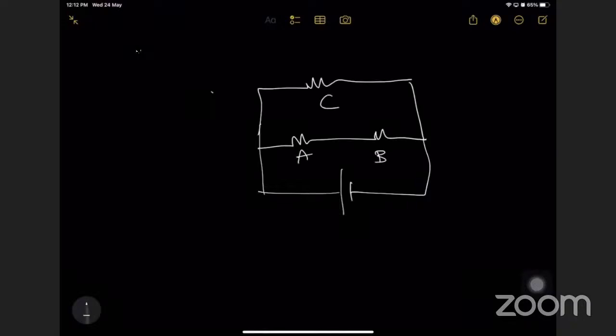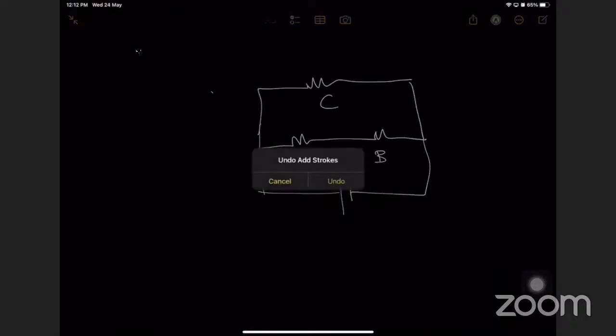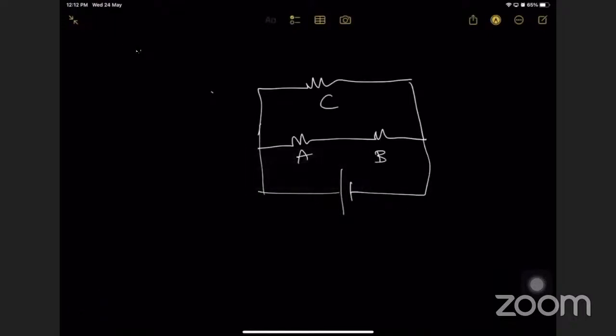Resistance A, B, C. What is in series and what is in parallel? A and B are in series, and A and B together with C are in parallel. That is good. A and B are in series, these two with C are in parallel, and this whole thing is parallel with C. That's all. That is very good. Now that you are able to decide whether a connection is series or parallel, that is really good.